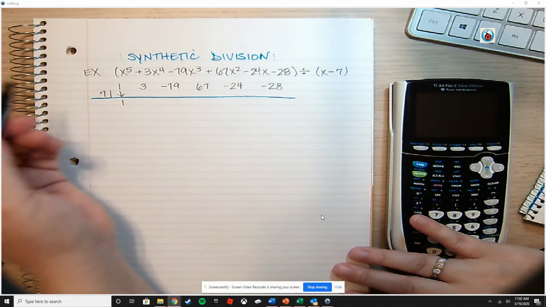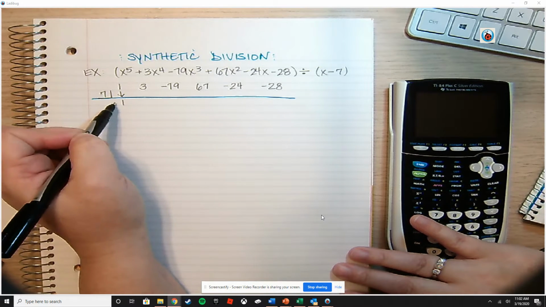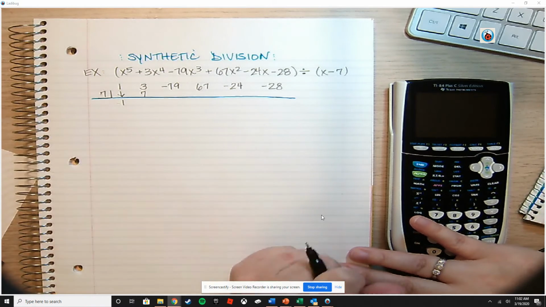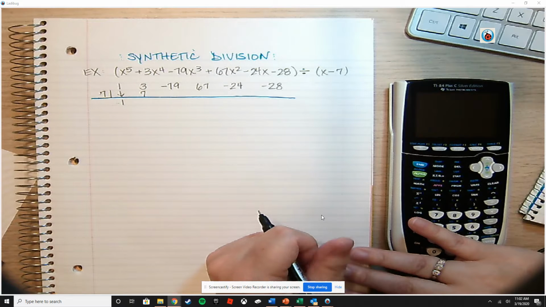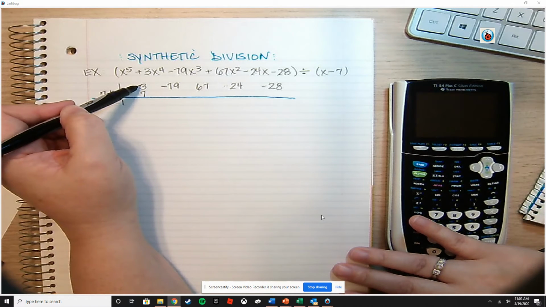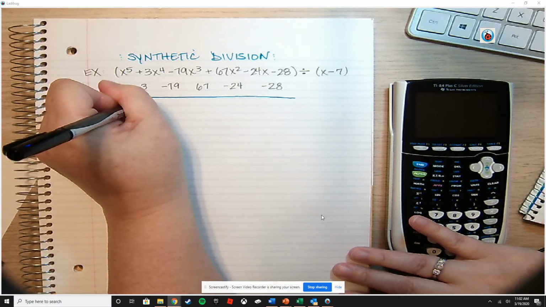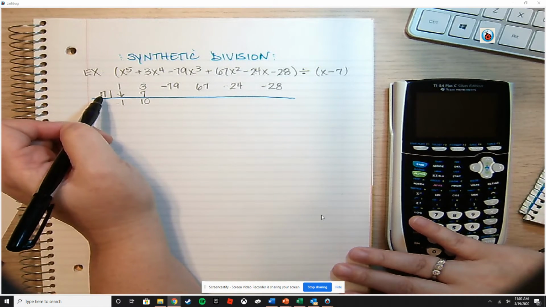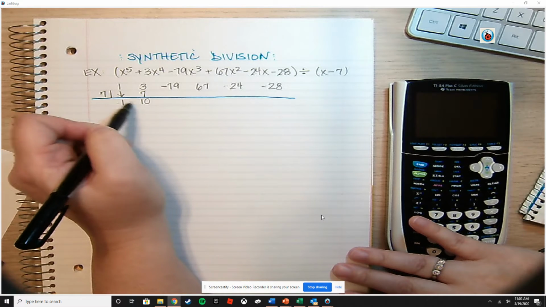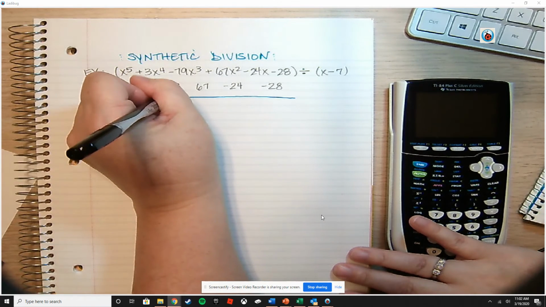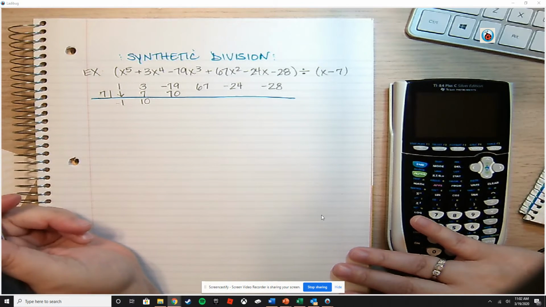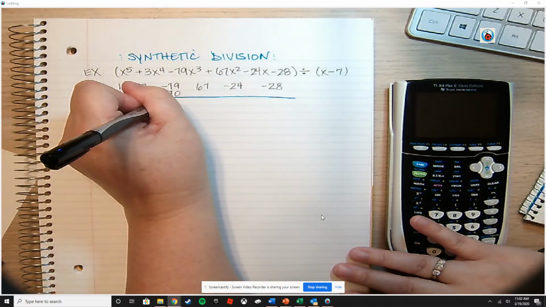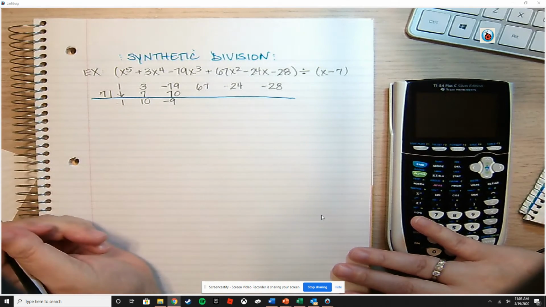From here, I'm now going to multiply 7 times 1. So 7 times 1, 7. I'm going to put my answer there. Now I'm going to add 3 plus 7, which is 10. I'm going to repeat that process. Now I'm going to take 7 times 10, 70. Now I'm going to add -79 plus 70 is -9.